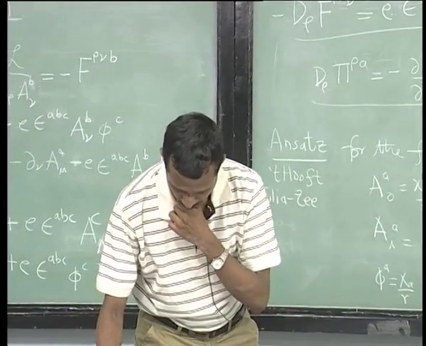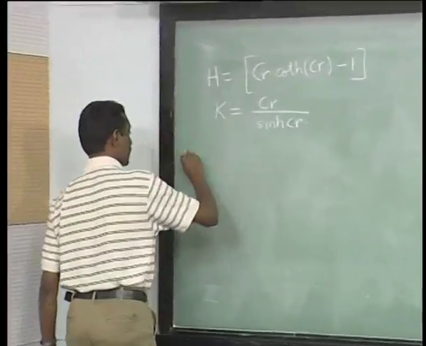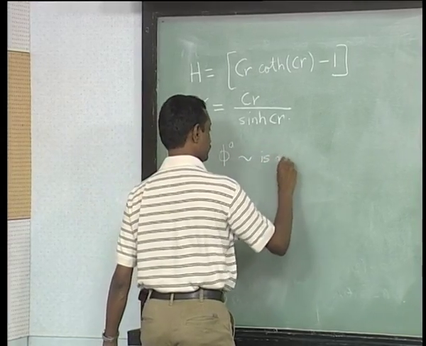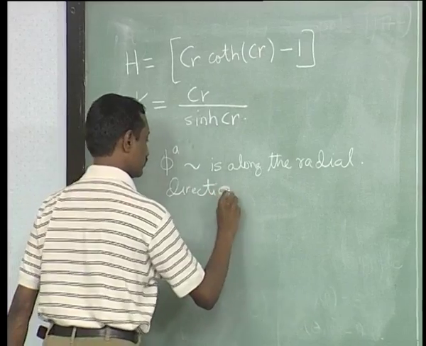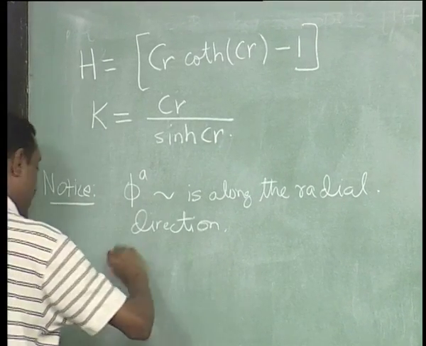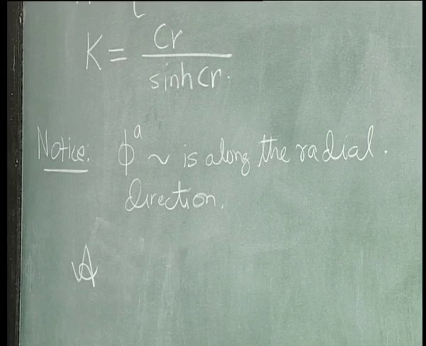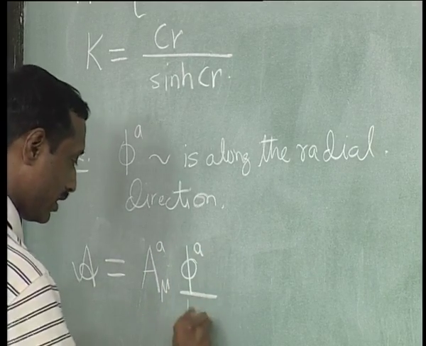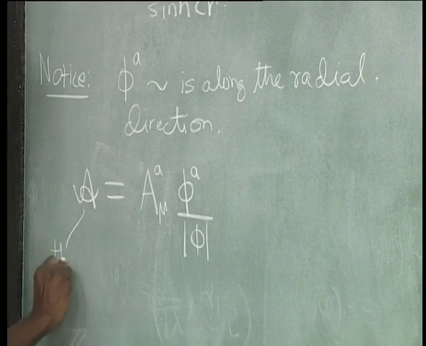So now we can ask what is the U1 gauge field. The first thing to notice is that phi A is along the radial direction. So now what we will do is define the analog of A mu, so let's use script notation, let's define script A to be that quantity which I wrote, phi A divided by mod phi. Okay. So this we will identify as the gauge field.